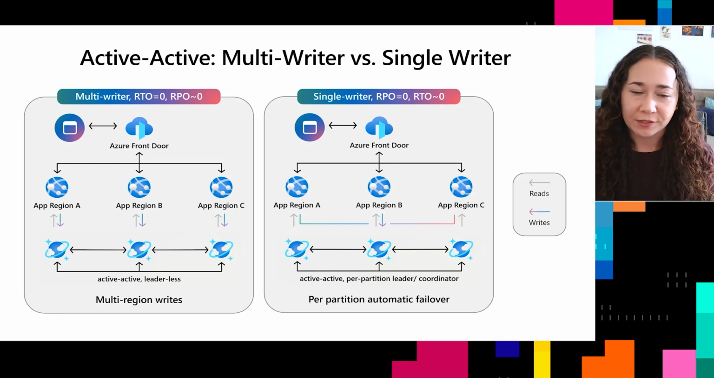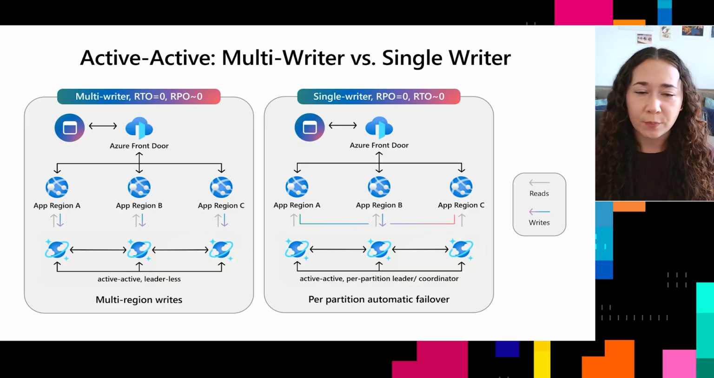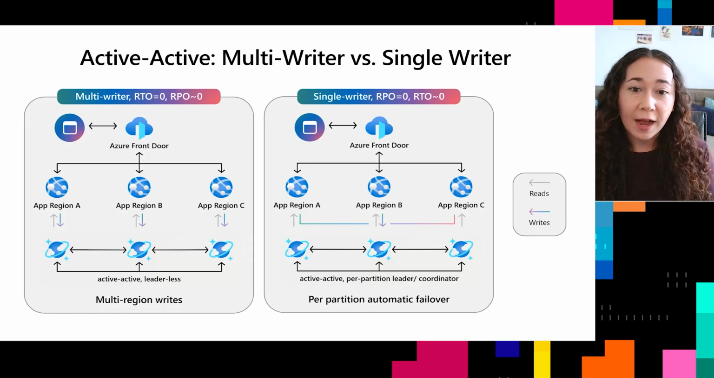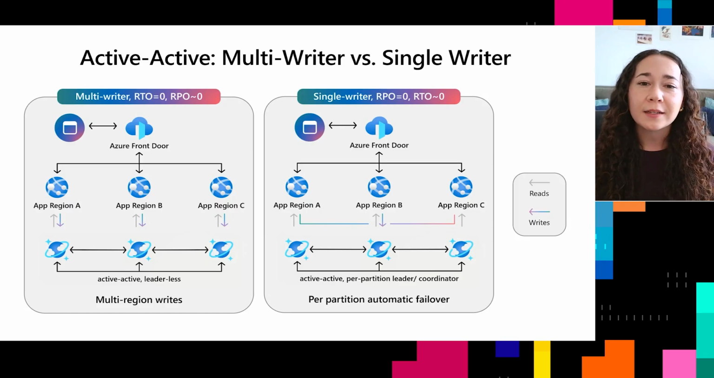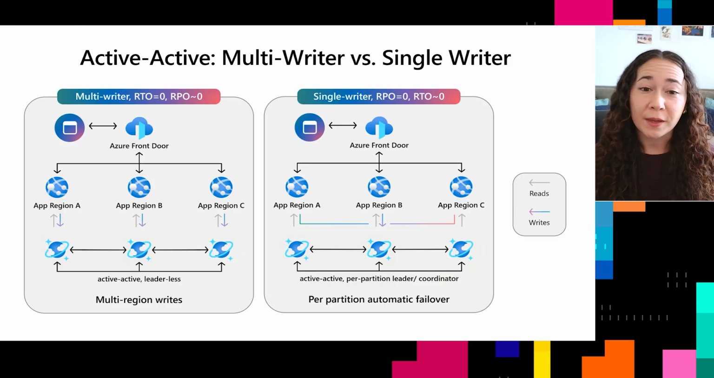Now, the single writer setup is enabled by a new feature called per-partition automatic failover. This allows us to fail over at the individual partition level. Rather than waiting for an entire region to become unavailable and failing over after that happens, we're able to react in a much more agile way by responding at the partition level. Think about a brownout versus a blackout. It's much less common for an entire region to go down than for an individual partition to experience failures that require failing over to a new region.